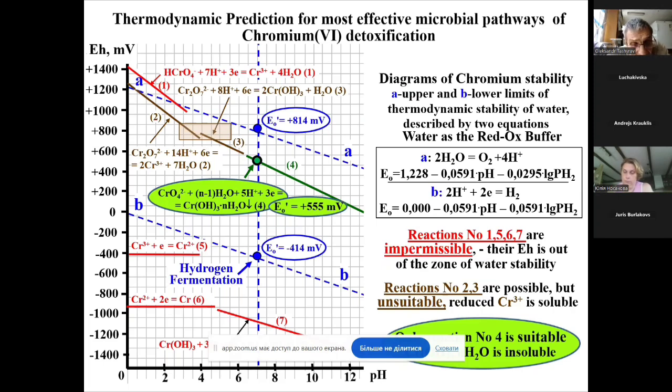hydroxide. And here you can see the comparison of the redox potential of low potential hydrogen fermentation, minus 415 millivolts, and high potential reaction of chromate reduction, plus 455 millivolts. And it is obvious that there is a very large difference between the donor system, that means the hydrogen fermentation process, and the acceptor process. It means the reduction of chromates is very large and close to 1000 millivolts.